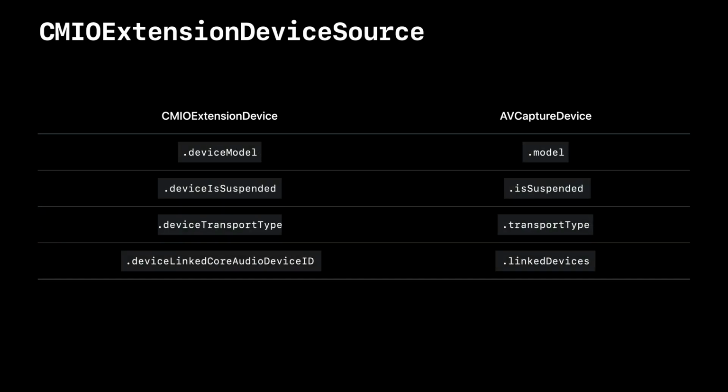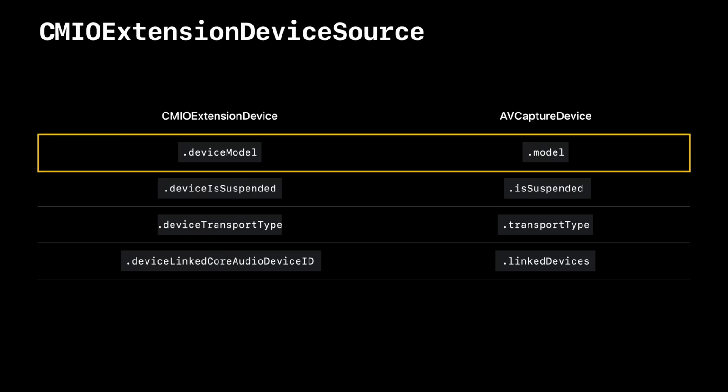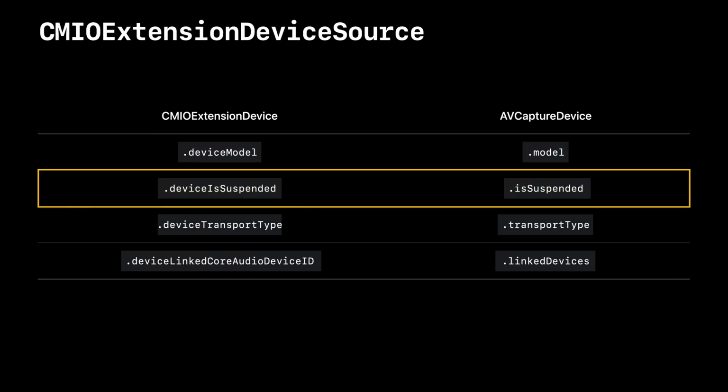You create your CMIO extension device with a CMIO extension device source, which may optionally implement other properties, such as device model, which should be the same for all cameras of the same model. Is suspended should be implemented if your device can enter a suspended state, such as if it has a privacy iris. The built-in cameras on Apple laptops enter the suspended state when the clamshell is closed.